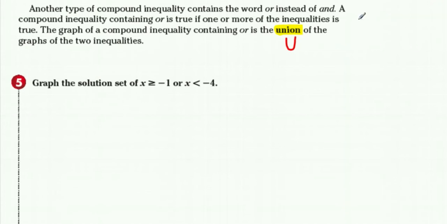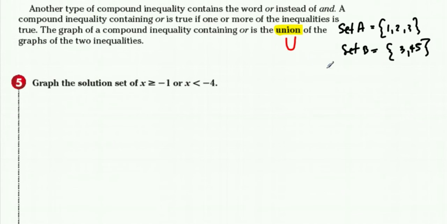Going back to my original example, if I have set A being 1, 2, 3, and set B being 3, 4, 5, and you are asked for the union of A and B, it would be the set of 1, 2, 3, 4, 5. That basically includes all the elements of both sets.